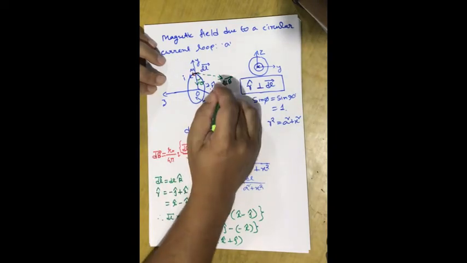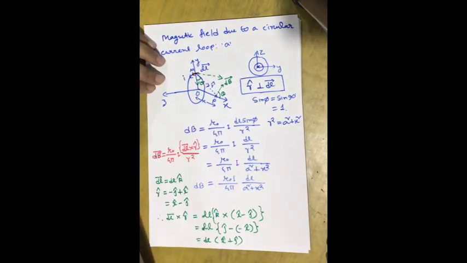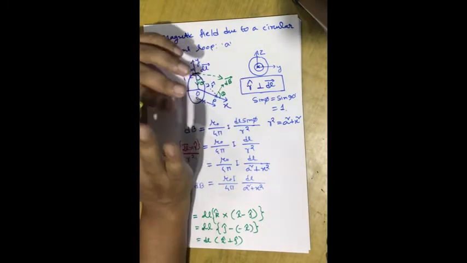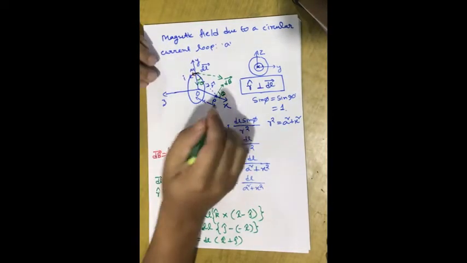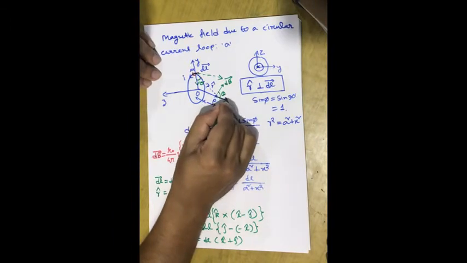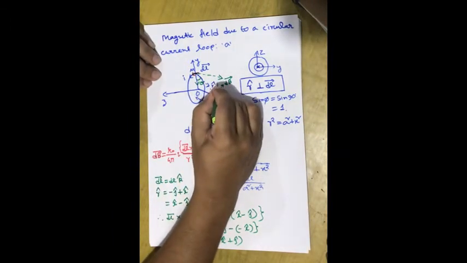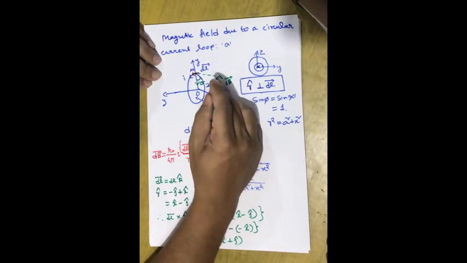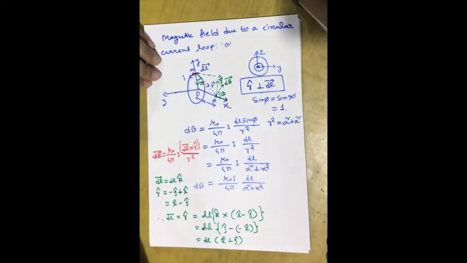Okay, so dB is along this direction. Since dB is making an angle theta, we can divide it into two components. The first component will be along the y-axis and the second component will be along the x-axis. So this component is along y and this component is along the x-axis.